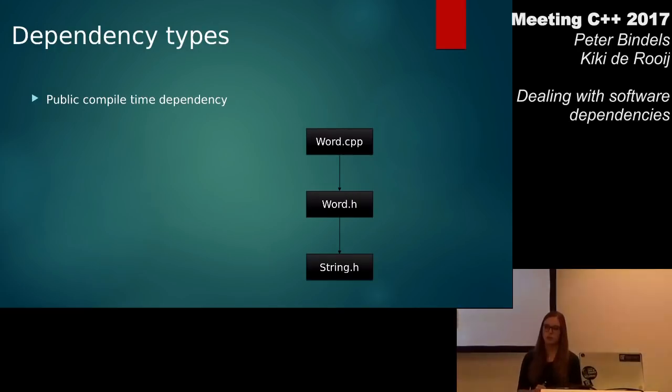A public compile time dependency means that a header file includes a header file. So now the symbols of string are used in the interface of Word, and I need string for the compilation and linkage of Word, as well as all the components that use Word. So they are needed at compile time as well.